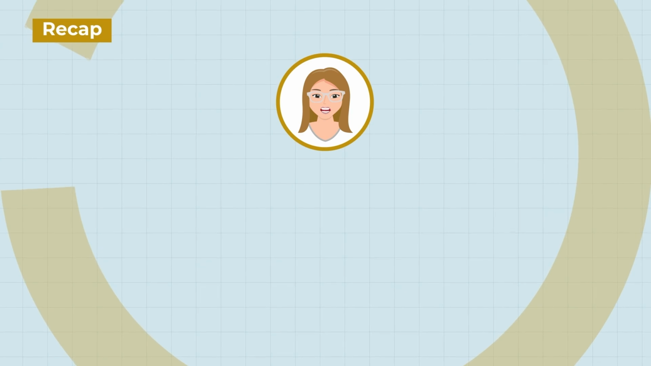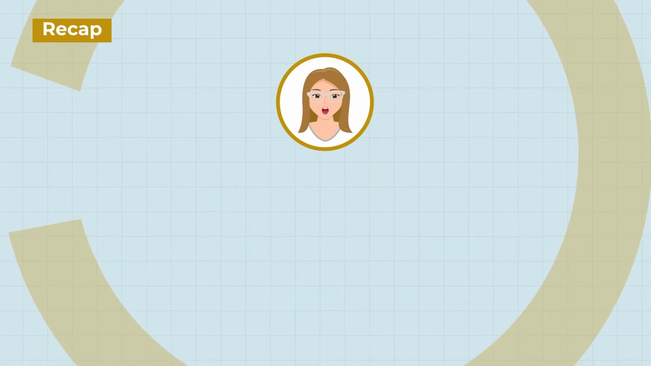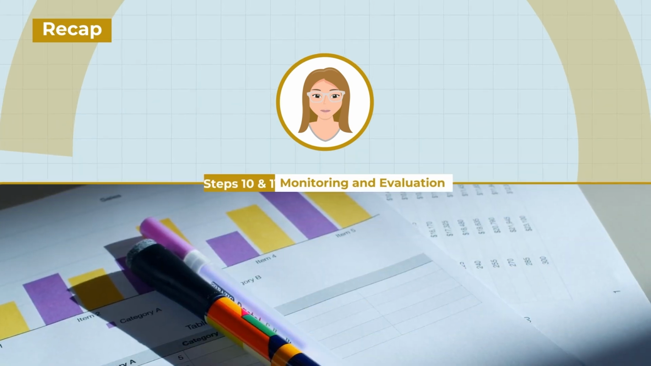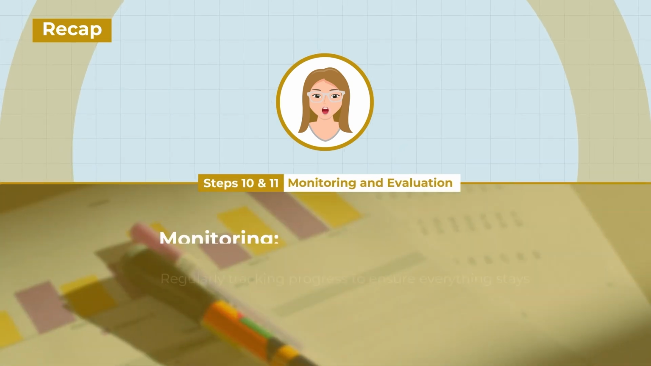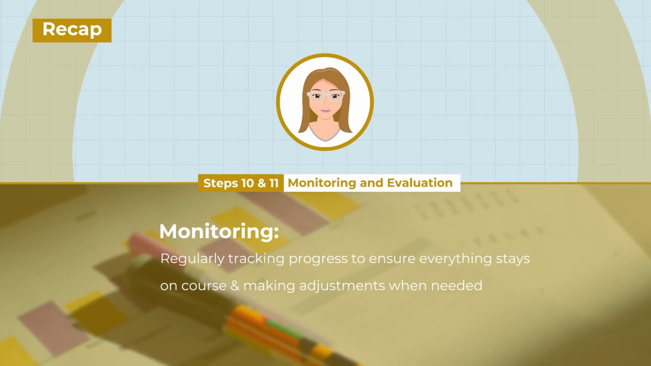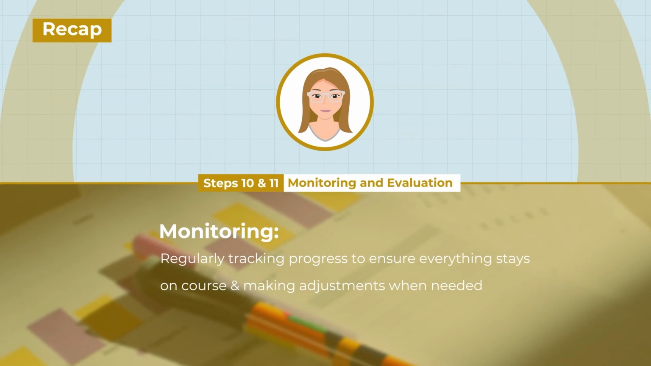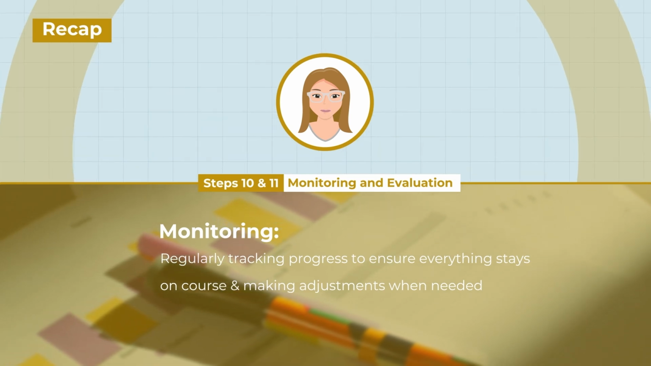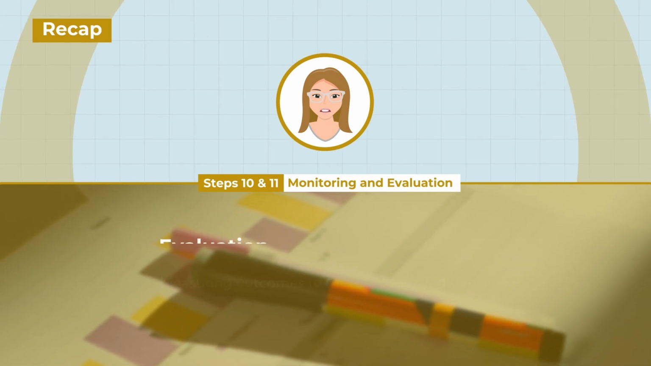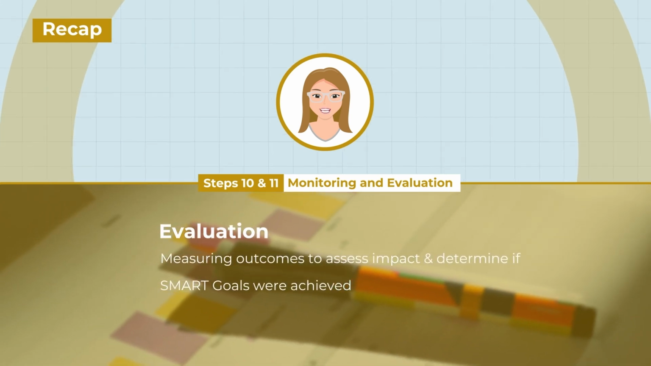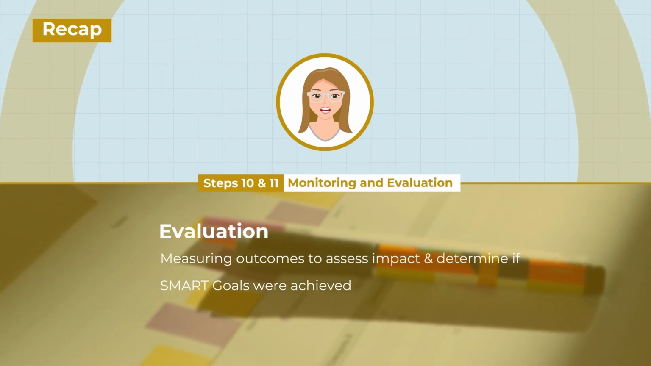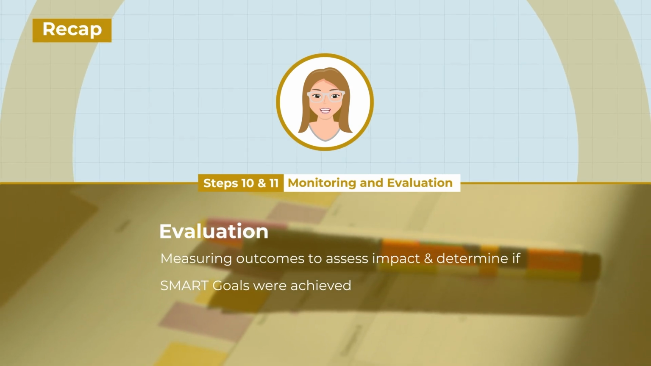Then we got into the part that's not as glamorous, but is absolutely essential: monitoring and evaluation, which we covered in steps 10 and 11. Monitoring is about checking in regularly to see if things are going according to plan. Think of it as watching your GPS to make sure you're not heading for a dead end. And if something is off, it's important to address it right away. Evaluation is what you do at the end to see if all your hard work actually made a difference. This is where you circle back to your original SMART goals to see if you achieved them.